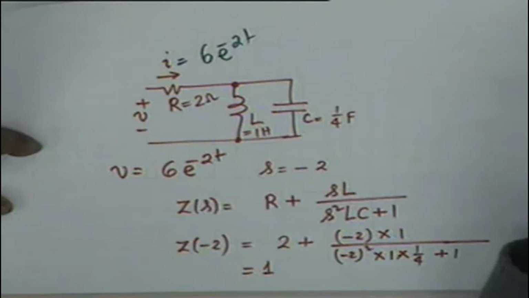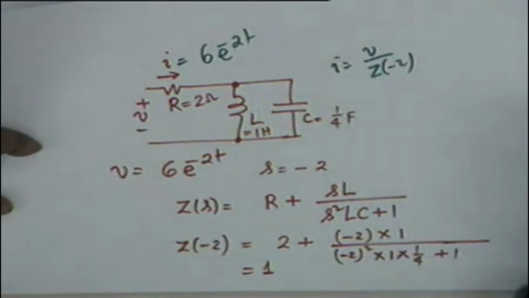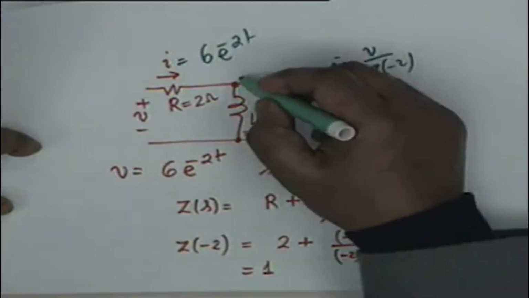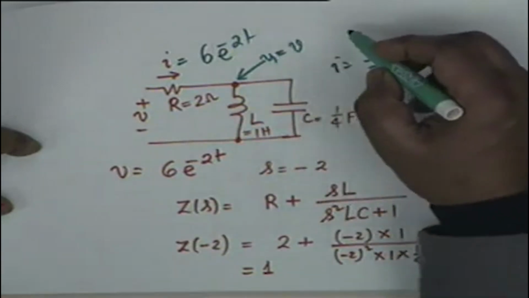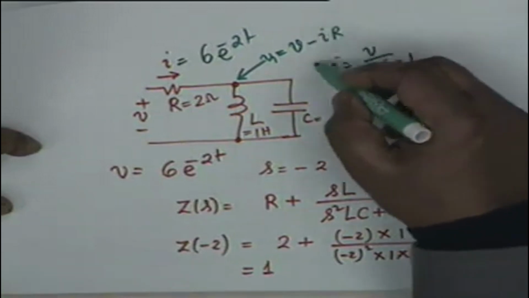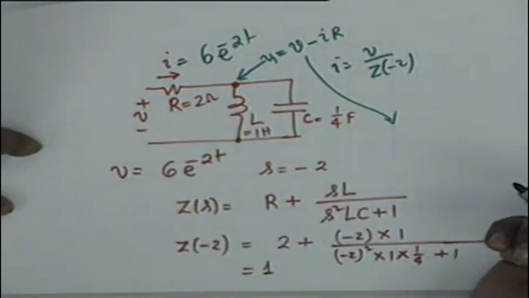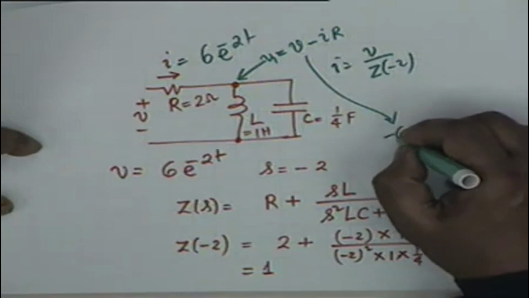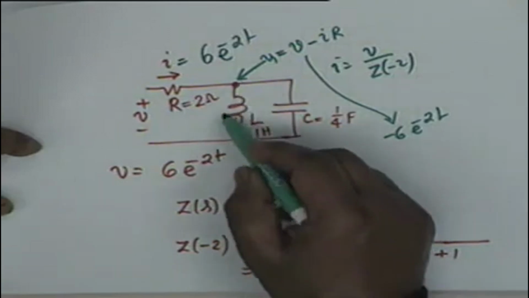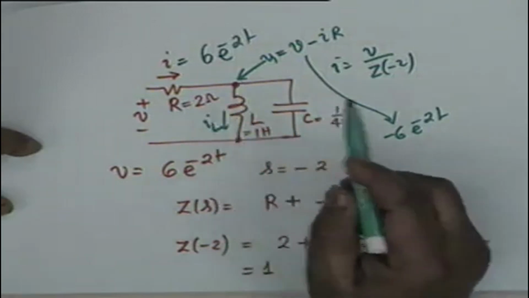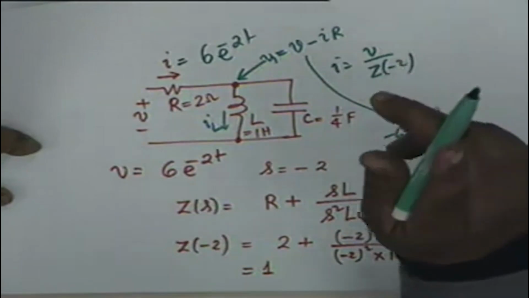Is it minus? No, it is plus. I shall be equal to V divided by Z of minus 2, and therefore it is 6 e to the minus 2t. What do you think this voltage V1 shall be? It would be V minus IR. So this would be minus 6 e to the minus 2t. I know this voltage. If I know this voltage, do I know this current IL? IL shall be equal to this voltage divided by sL, where s shall be equal to minus 2.